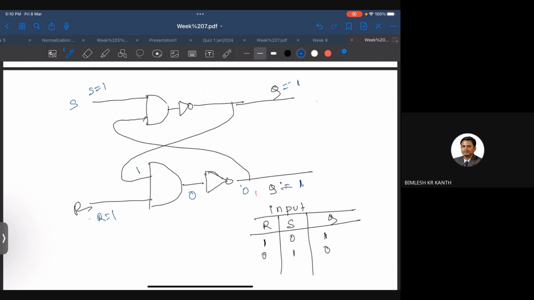This will be 1, 1, 1, this will be 1, this will be 1, 1, 1, this will be 0, and this will get to the 0. This will be 1, 0, 0, this will be 1. So if you observe carefully, when both are 1, it will act as Q previous, or it can act as a memory element.